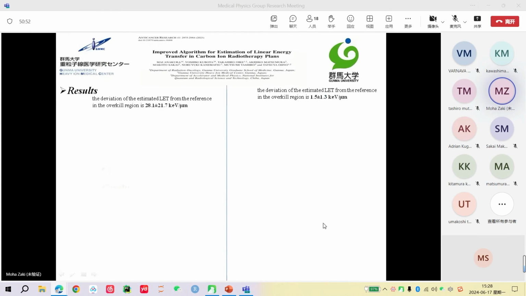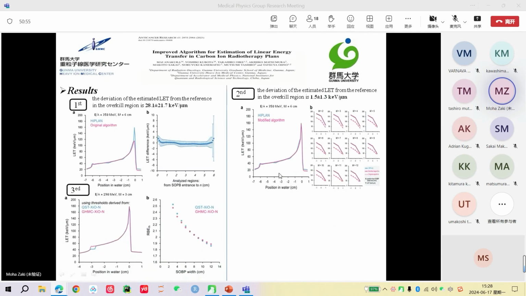So, results. The figures here show the feasibility test for the original LET estimation algorithm on the Python platform. We can see here in the first and second results the LET distribution for a single beam along the central axis in water, using both HiPlan and XiO as a reference from QST, for kinetic energy of 350 MeV per nucleon with a width of 6 centimeters.